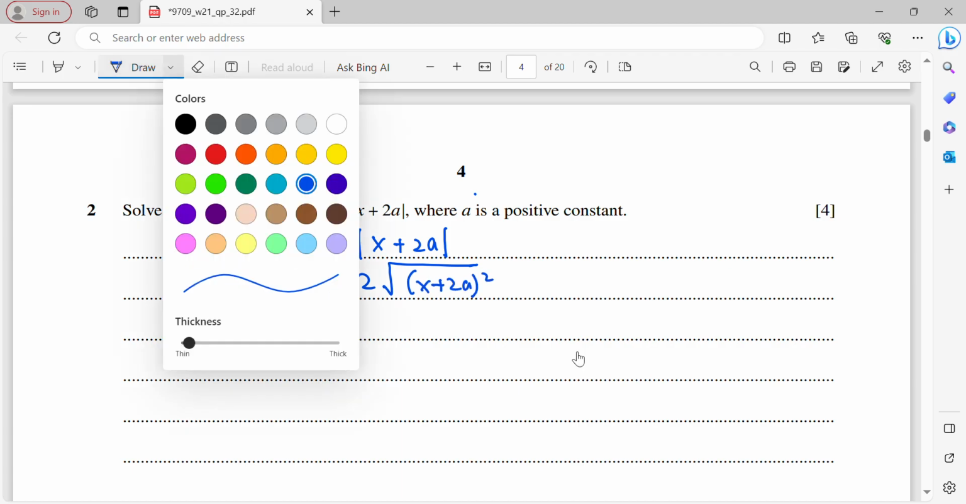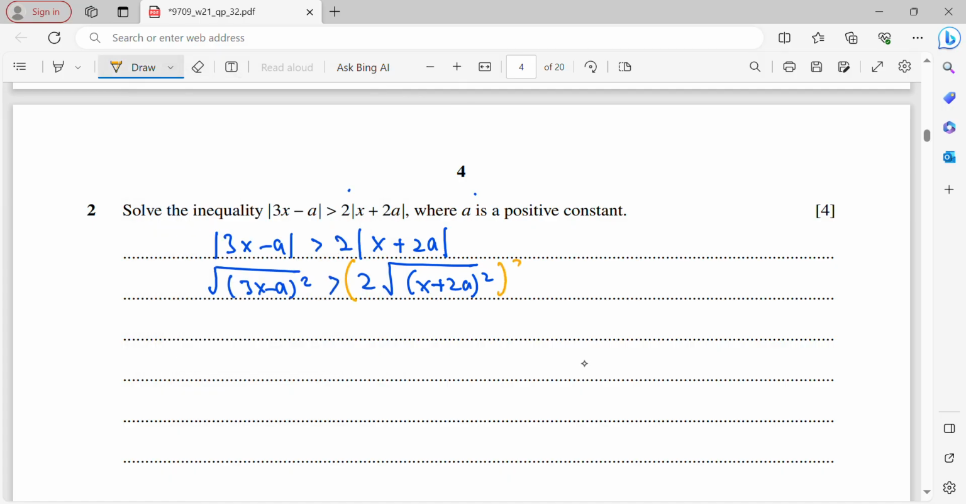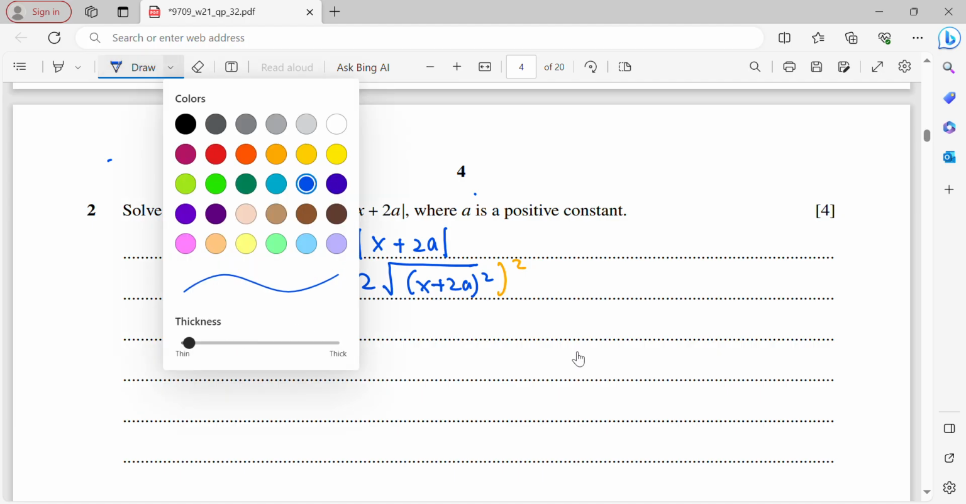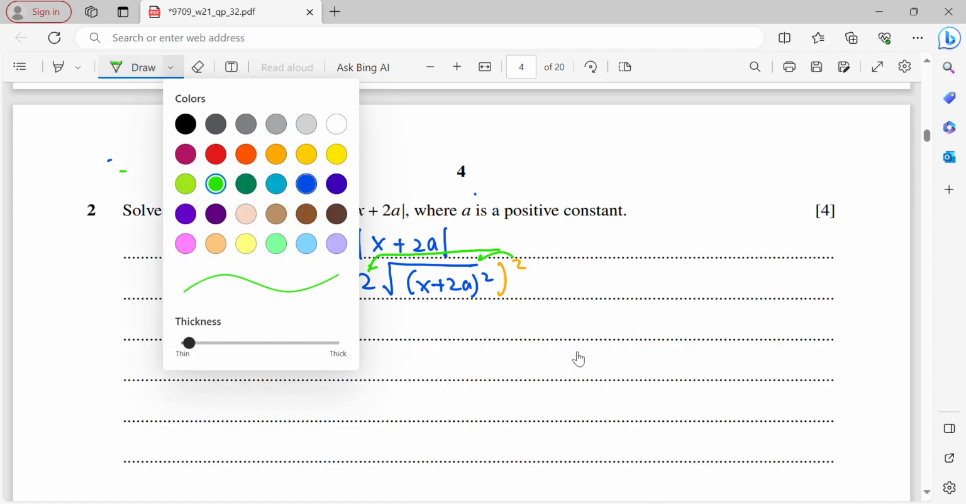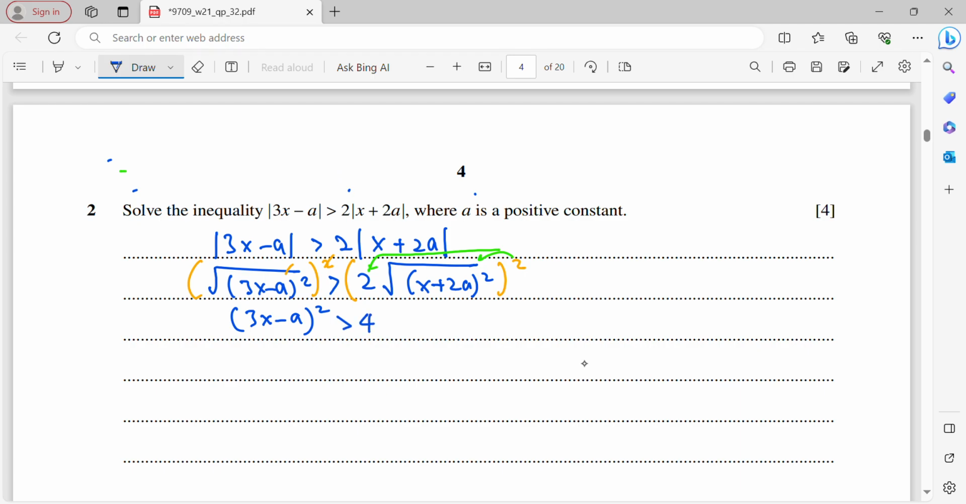Now to eliminate or simplify this, I will square both sides. When I square both sides, the square and square root will be cancelled off for the left hand side. Then I will get 3x minus a squared. But for the right hand side, you need to be careful because this square you bring into both, to the 2 and also to the square root. When you bring the square to the 2, it becomes 4. And then you bring the square to the square root, then the square and square root will be cancelled off. Then again, I will get a quadratic.